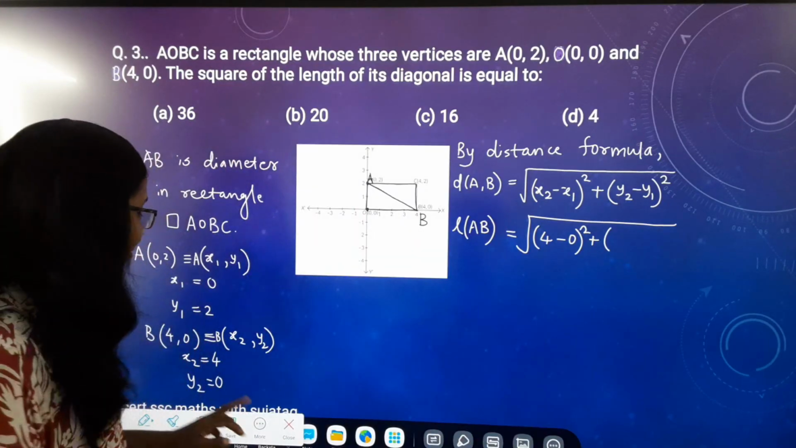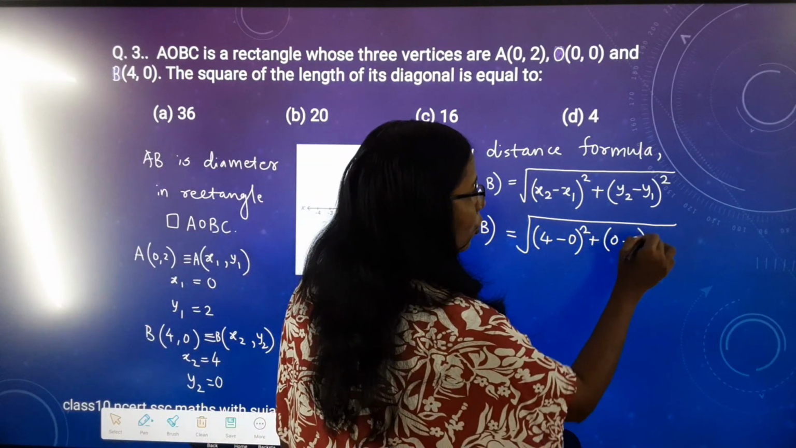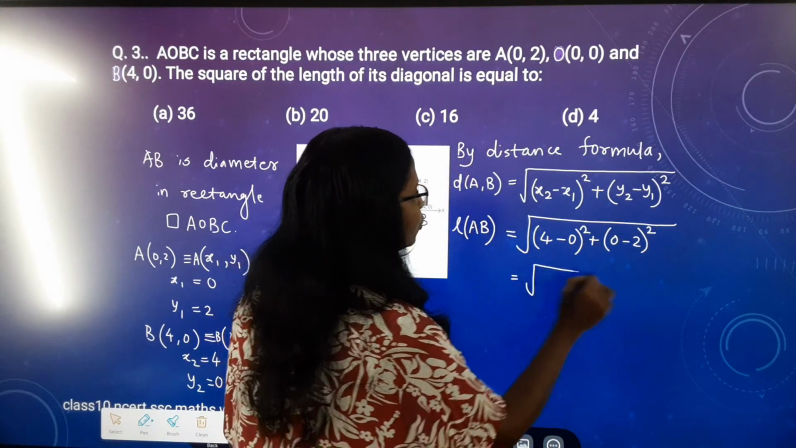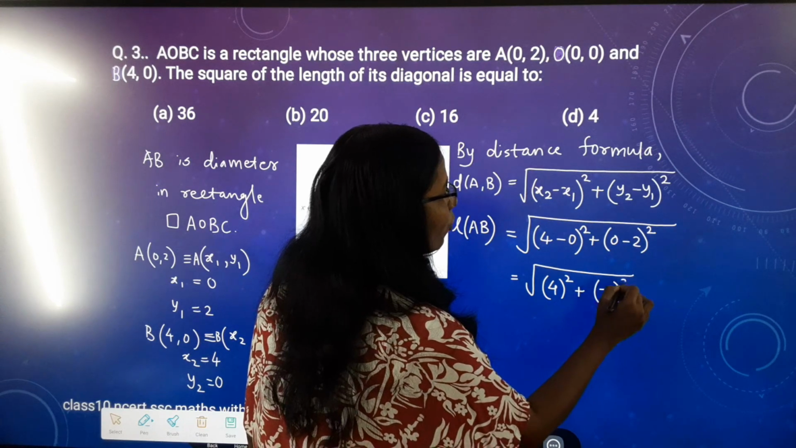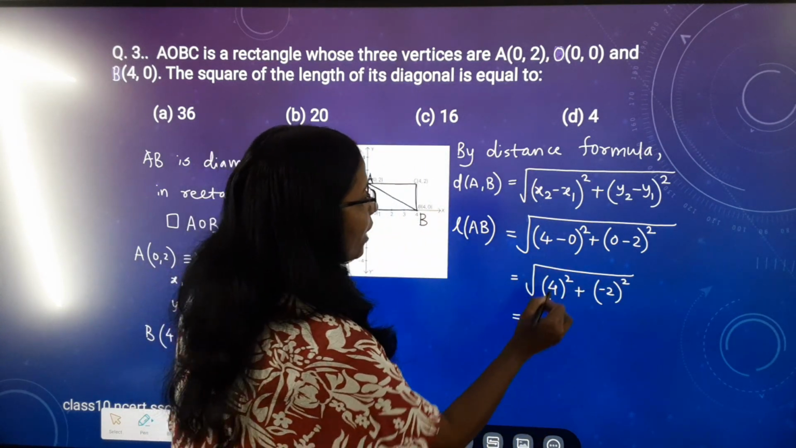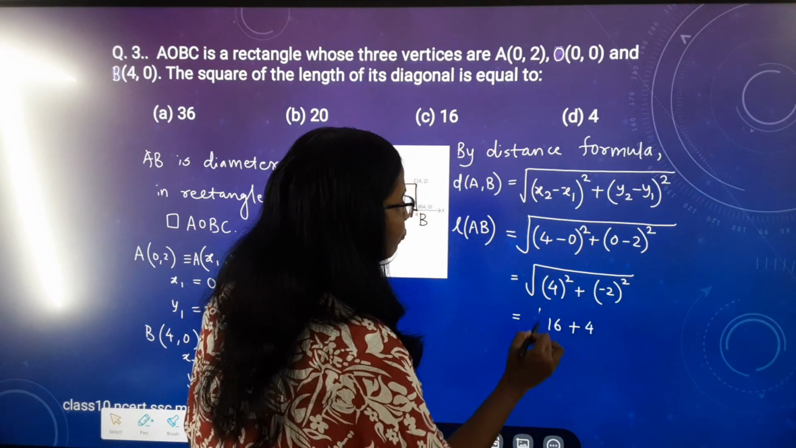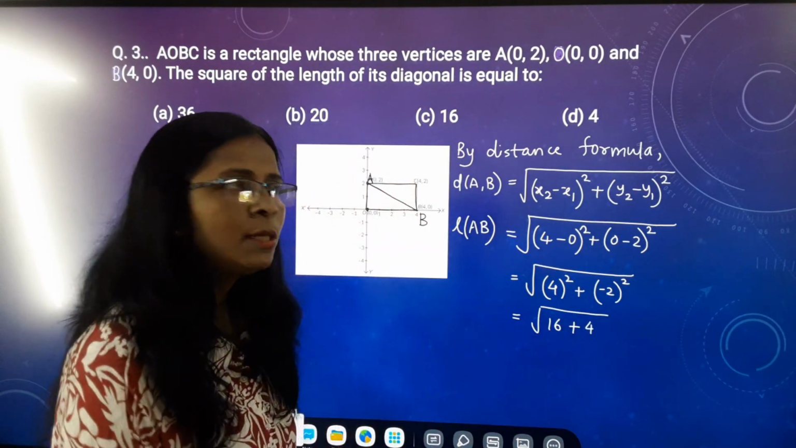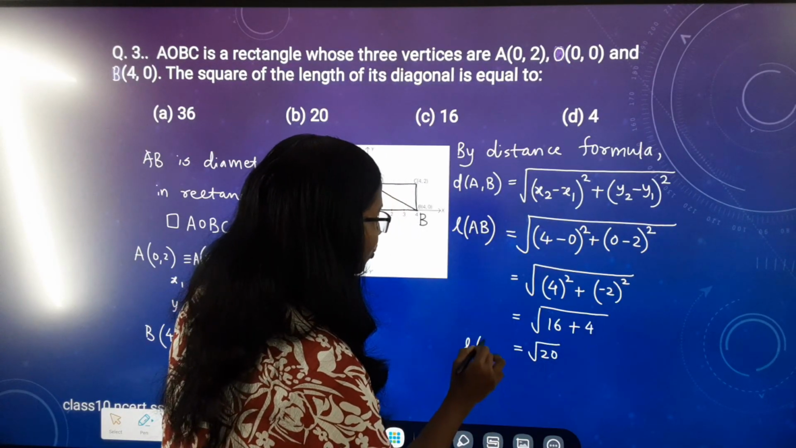Now y2 and y1, so 0 and 2. So (0 minus 2) whole square, which is equal to the square root of 4 squared plus (minus 2) squared. The square of 4 means 16, and the square of minus 2 means 4. So the square root of 16 plus 4, that means the square root of 20. Okay, that is the length of AB.